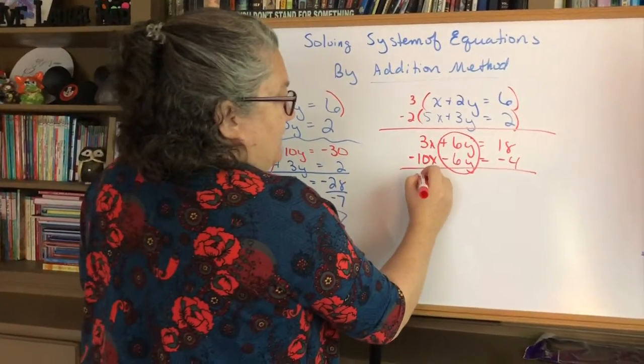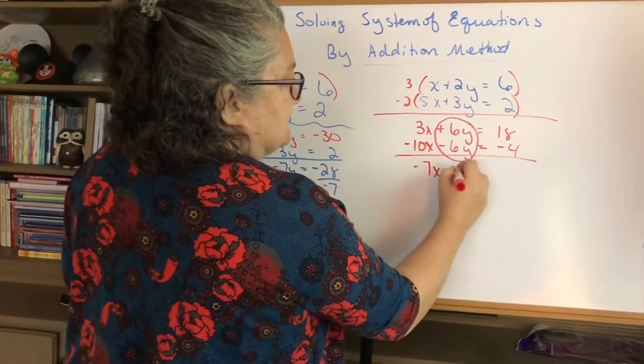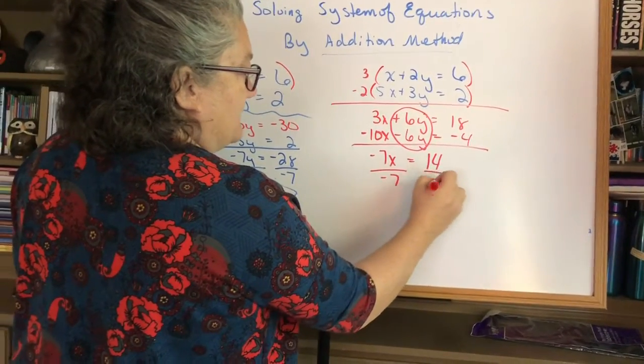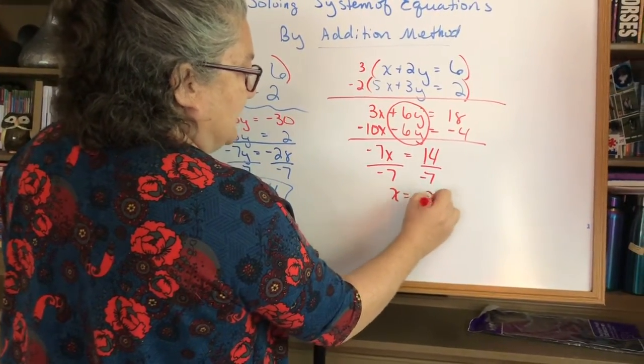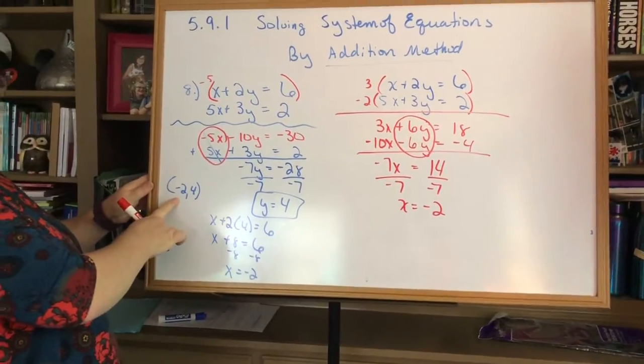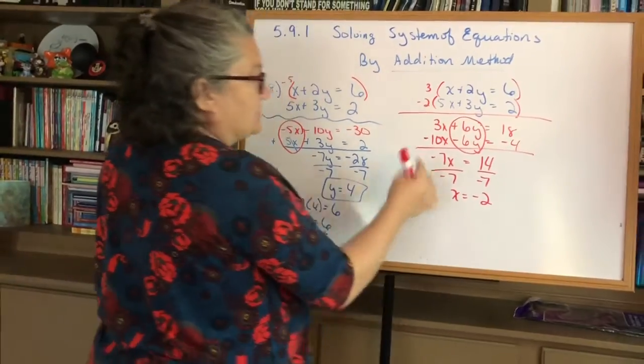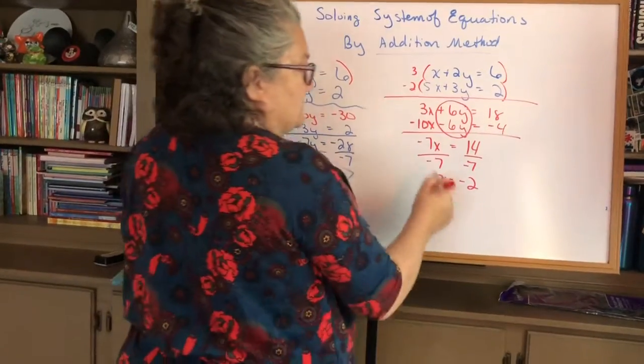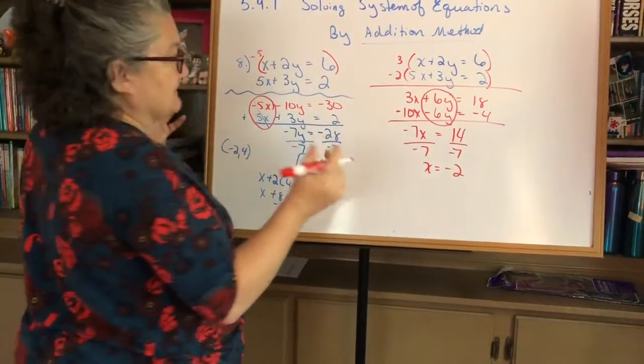So now I have -7x equals 14. Divide by -7. And I have x equals -2. Is that what we had over here? Yep. So here's my -2. So I need to plug it back into either one of the equations. It does not matter which one. We'll just go with the 5x this time just so I can show you it does not matter.